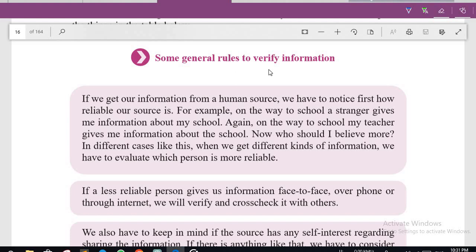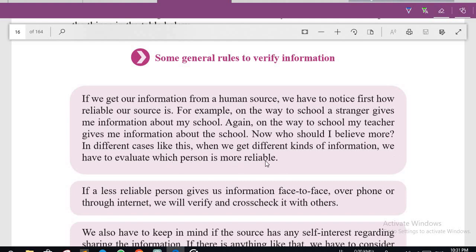Some general rules to verify information. Number 1. If we get our information from a human source, we have to notice first how reliable our source is. For example, on the way to school, a stranger gives me information about my school. Again, on the way to school, my teacher gives me information about the school. Now, who should I believe more? In different cases like this, when we get different kinds of information, we have to evaluate which person is more reliable.